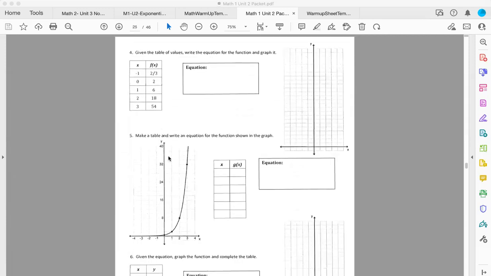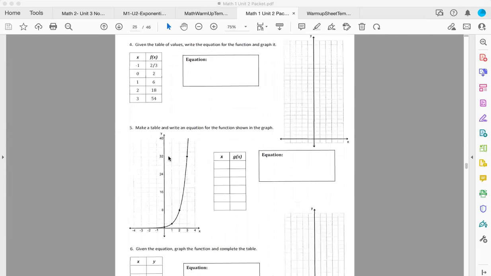For this one, given the table of values, write the equation. So automatically, your 0 for x value is, well, we have to first test if it's linear or exponential, right? You can see here that we're multiplying by 3 every time.